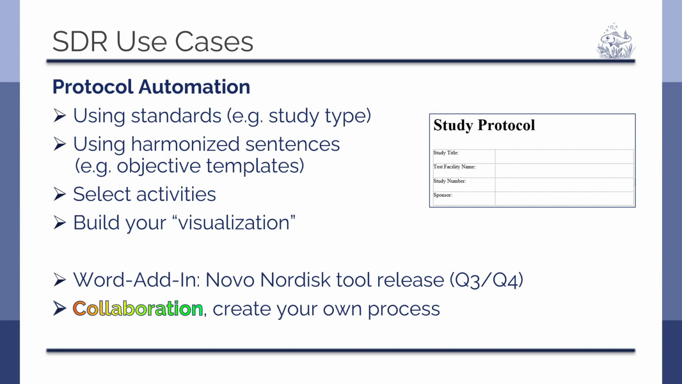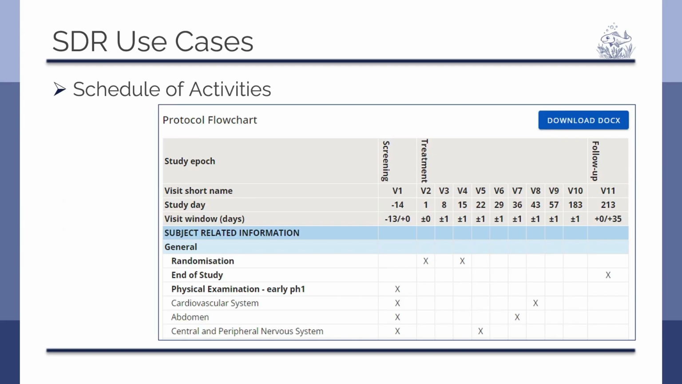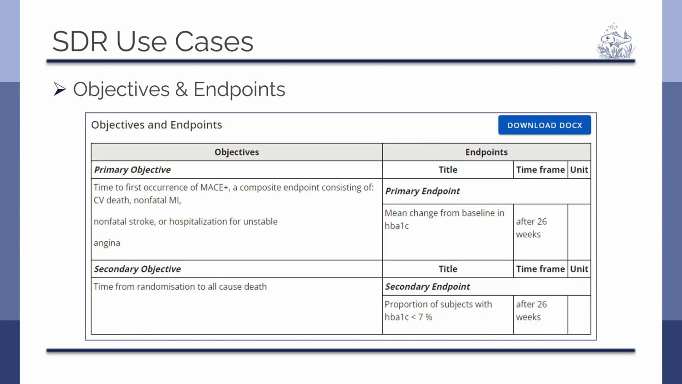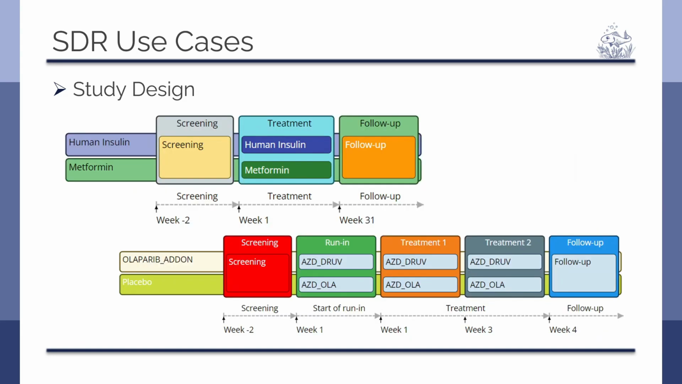There will be a Word add-in, which is coming soon as an open source release from Novo Nordisk. This is expected in Q3 or Q4 2023. But additionally, you also have the opportunity for any kind of collaboration, because you don't need to use a Novo Nordisk process. You can also create your own processes and update the OpenStudyBuilder to fulfill whatever you need. So for example, the OpenStudyBuilder can create the schedule of activities. It can create objectives and templates. It's a prepared table you can just copy over. And also the study design graphics are available in the OpenStudyBuilder.